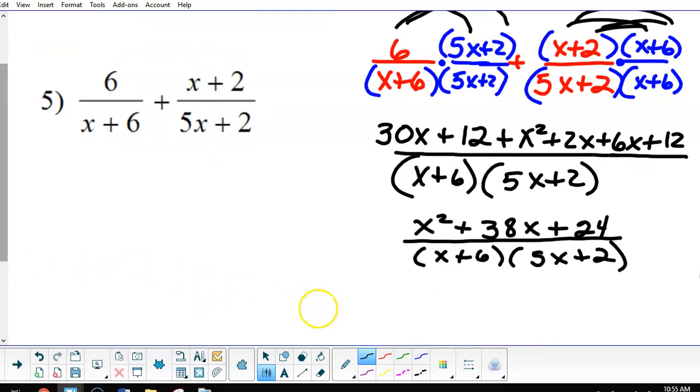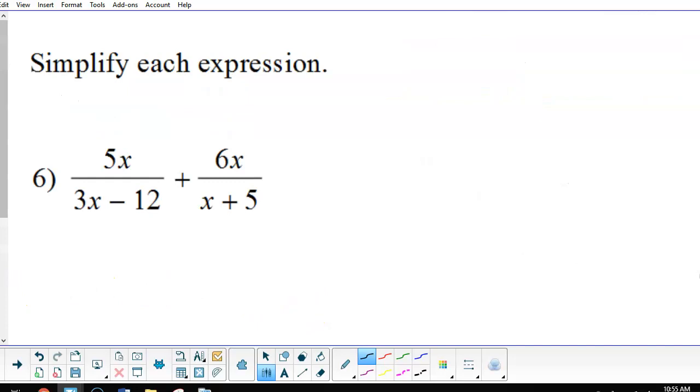Yeah. Really love to grade those. Okay. Let's try 6. We could take a 3 out here, right? But I don't think it's going to matter. The common denominator is still going to have what? Yeah. I don't know if that was helpful or not helpful.